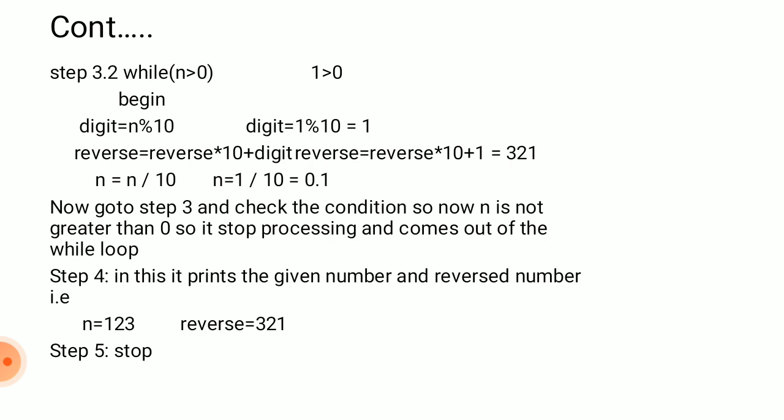Okay, so here it is a little bit confusing to understand this algorithm. So what you have to do is, step by step, try to analyze it, right from step 1 to step 5: how the number is read, how the statements are executed, how the condition is tested.